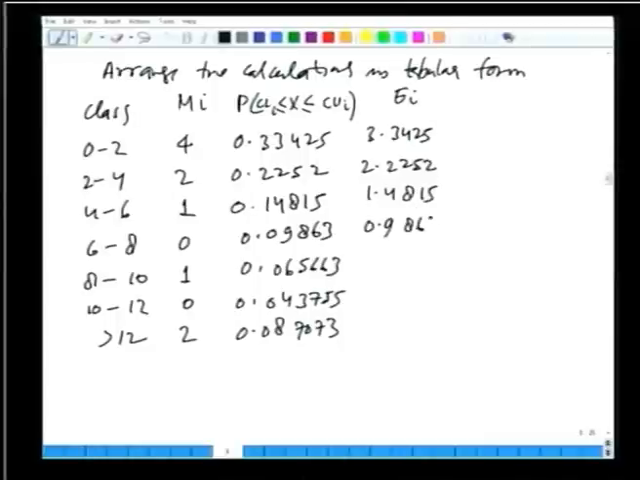0.9863, 0.657, 0.438 and 0.871. Okay. I am just rounding off.